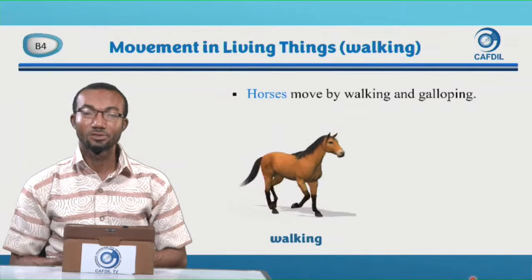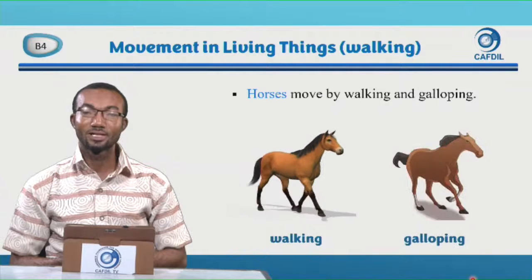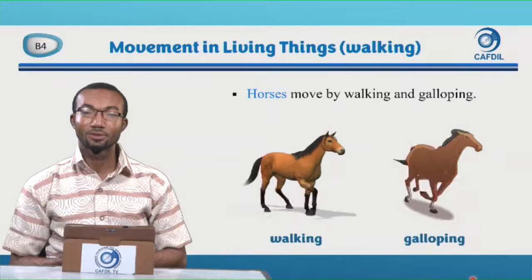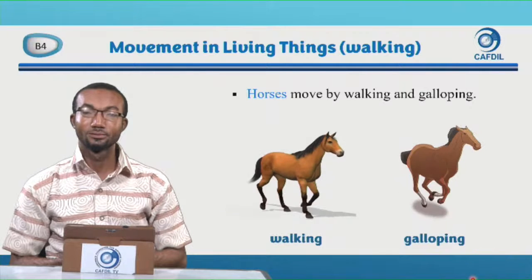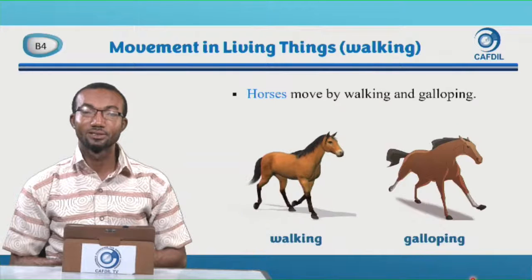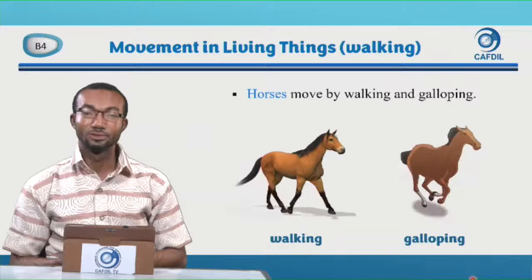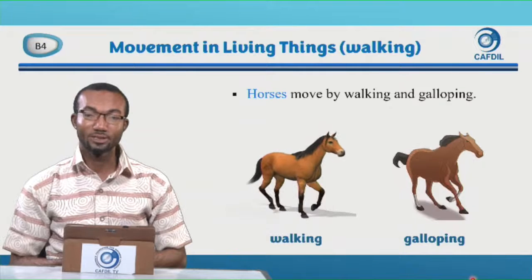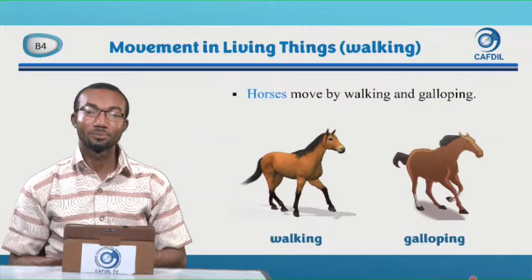Yes, there's a horse walking. And when they are running, we call it galloping. When a horse is running, we call it galloping. So they move by walking or galloping. Good. So horses move by walking and galloping.